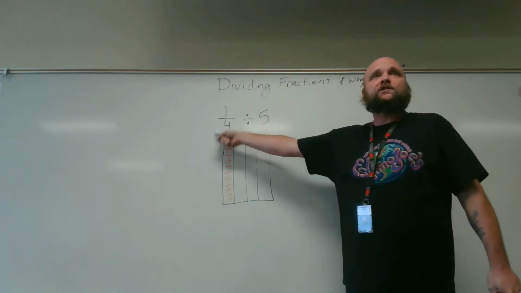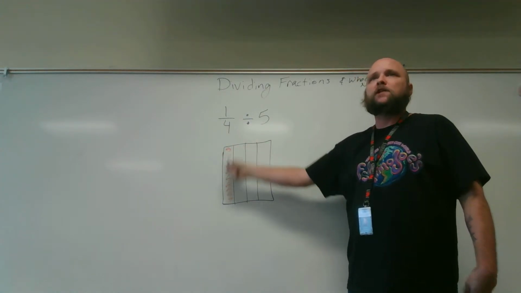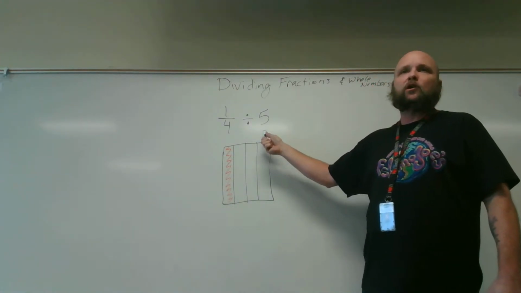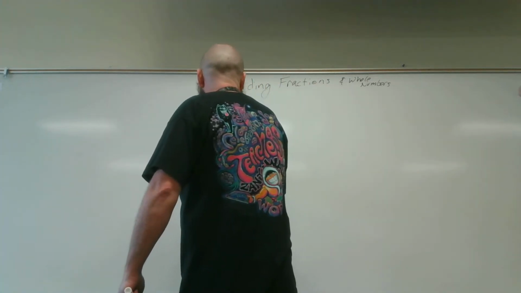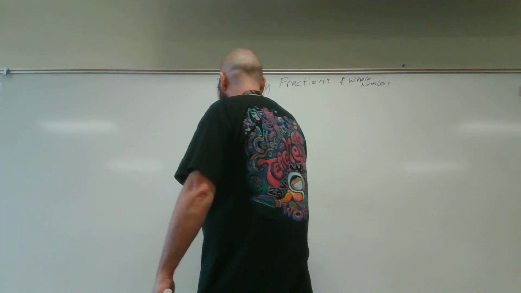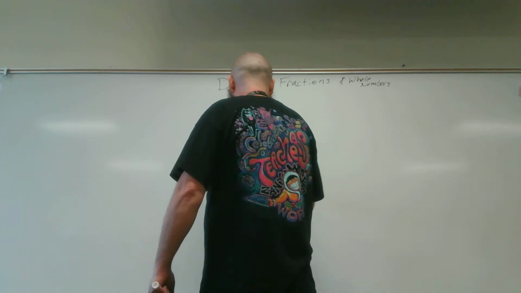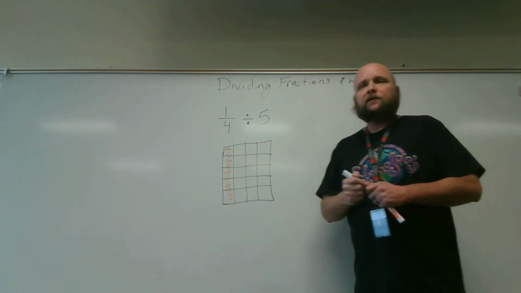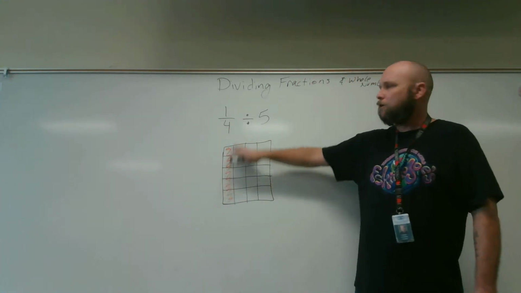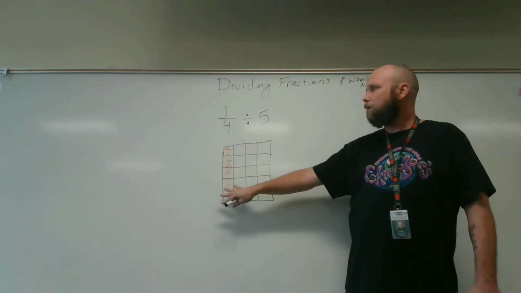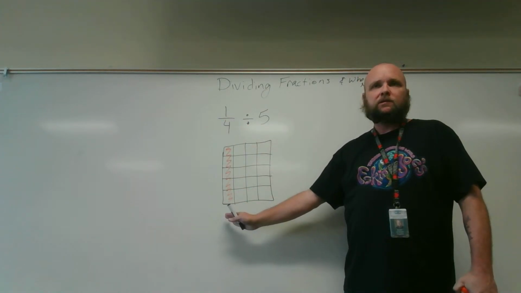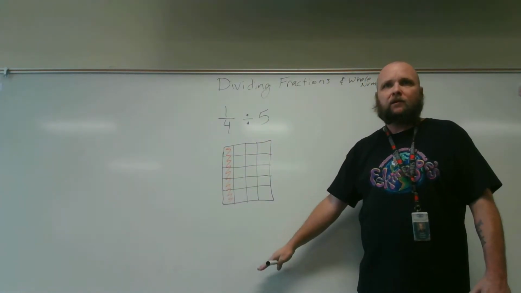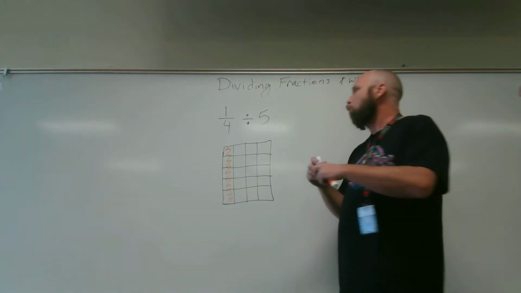All right, so we took the first number and we built a picture of the first number. You take the second number and you divide that picture into that many parts. So I'm going to divide this into 5 parts. My original picture was 1/4, which is what the orange is. I divided that picture into 5. So now I want 1/4 of 5.